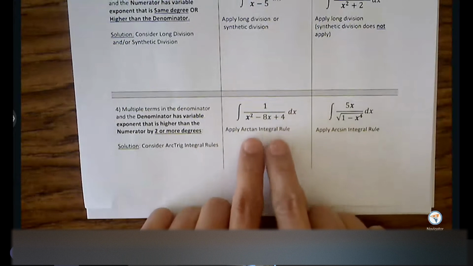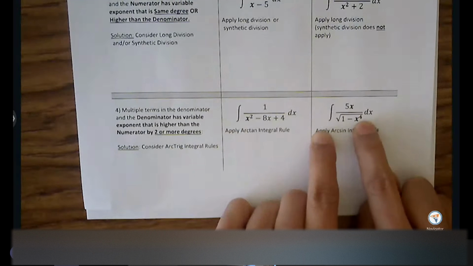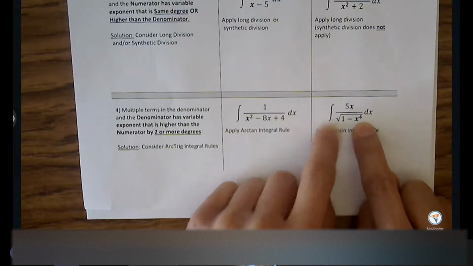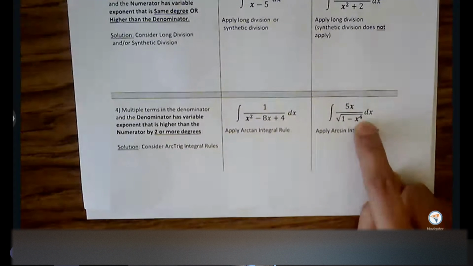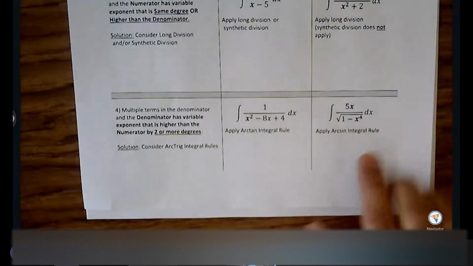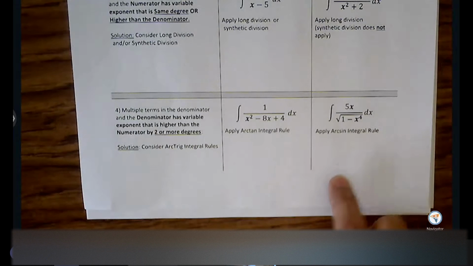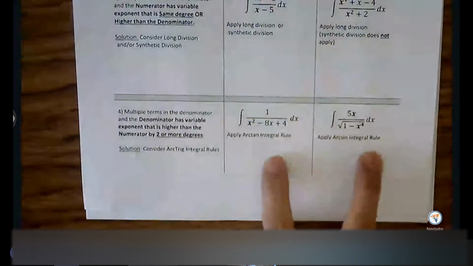Okay, this is going to be arctangent. We're going to talk about that. And for this one here, don't worry about the square root. Look at the x to the fourth. X to the fourth is higher than the numerator. That difference is more than 2 degrees. And we know that this is going to be a good fit, not for any of the previous options, but for arctrig that we're going to see today. So that's the big picture in terms of deciding what rule to use, using the degrees to help us narrow down our options. All right, so this is what we're going to tackle today.